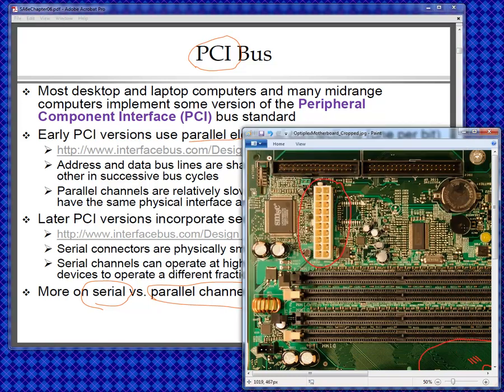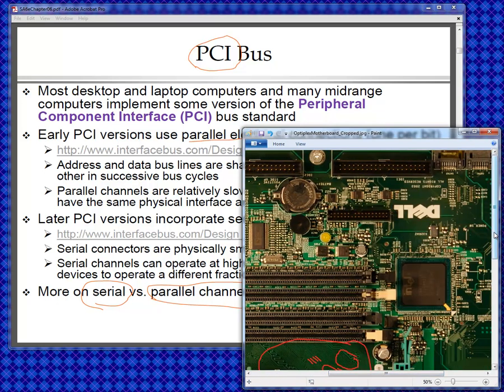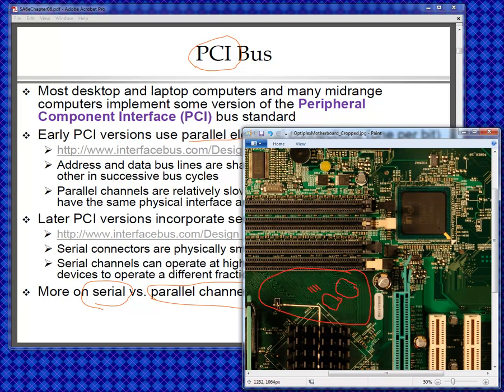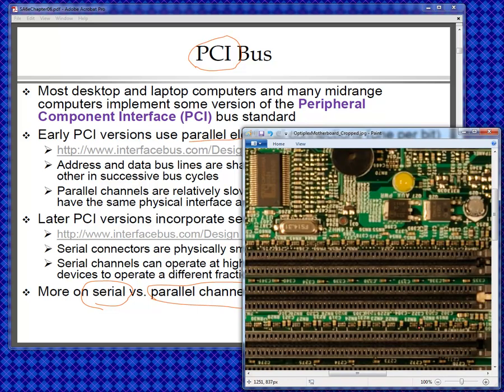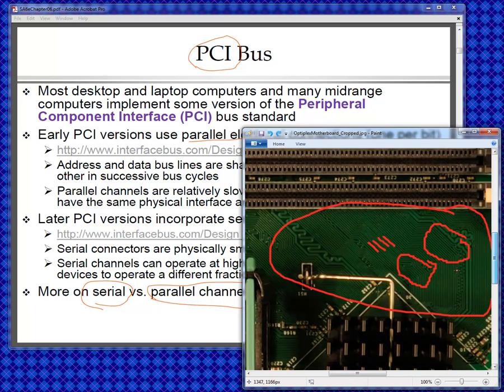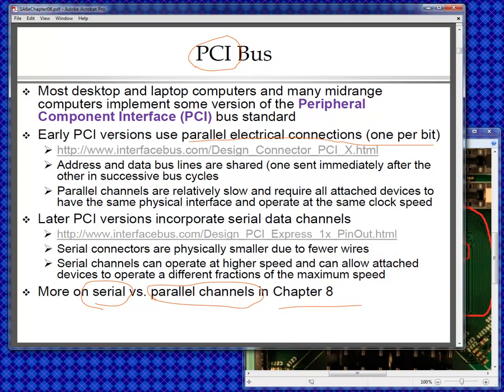Looking once again at this motherboard example we have here, and the data lines, you would probably guess that this is a parallel bus, and you would guess correctly by the number of data lines running in parallel here. Once again, we'd really have to blow this up quite a bit to see that detail, but there are a lot of data lines running right next to each other. So this is almost certainly running an earlier PCI bus standard based on parallel connections.